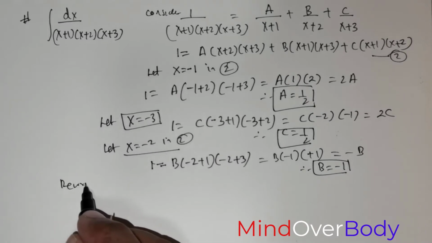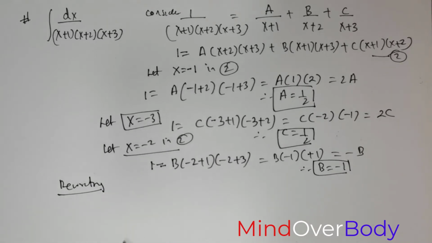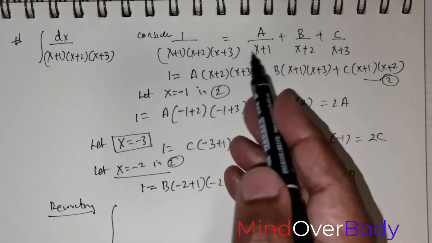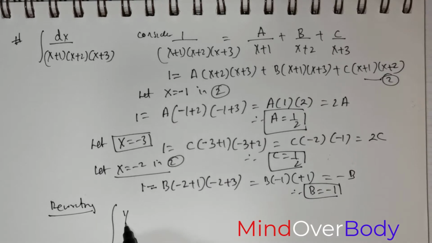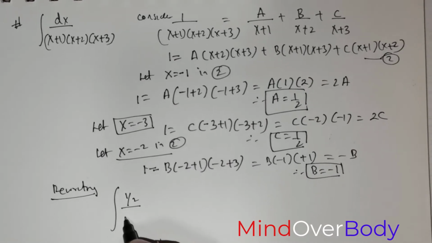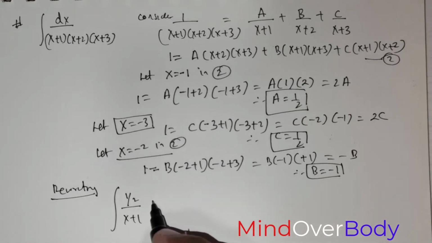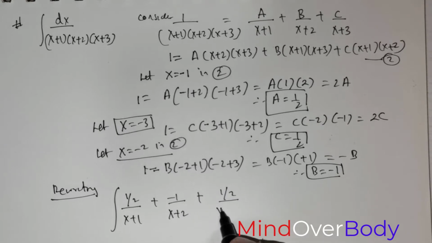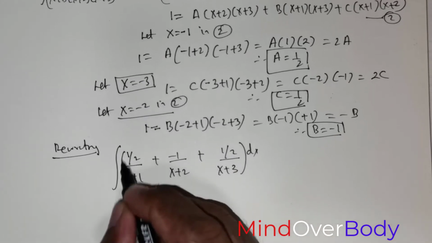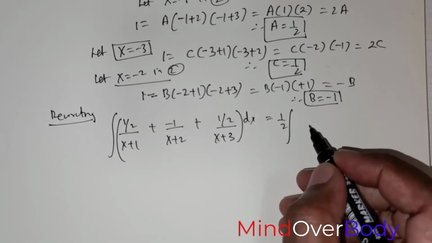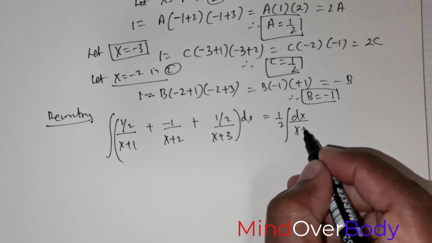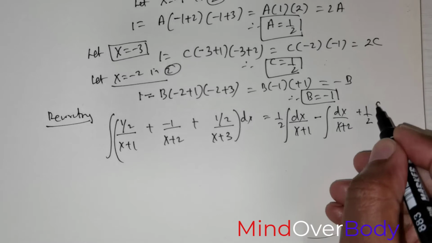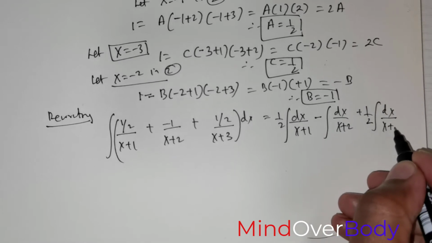So rewriting the original question, we would now have the integral. In place of this, I would substitute the values of a, b and c along with their denominators. The value of a is 1 over 2 divided by x positive 1. The value of b is negative 1 divided by x positive 2. The value of c is 1 over 2 divided by x positive 3, times dx. Now I can rewrite this as 1 over 2 times integral dx over x positive 1, negative integral dx over x positive 2, positive 1 over 2 times integral dx over x positive 3.